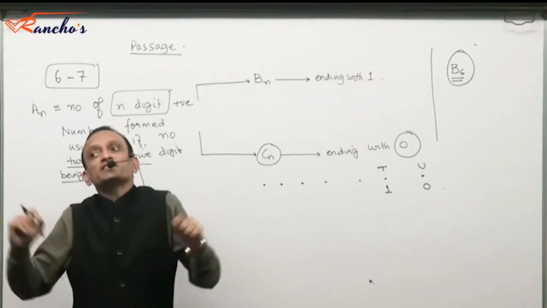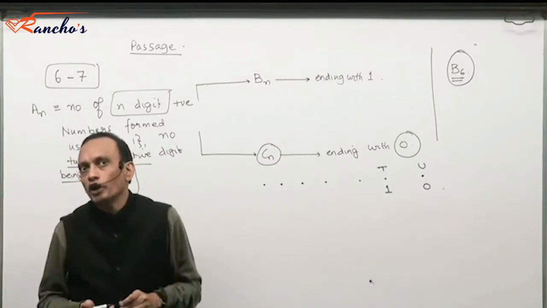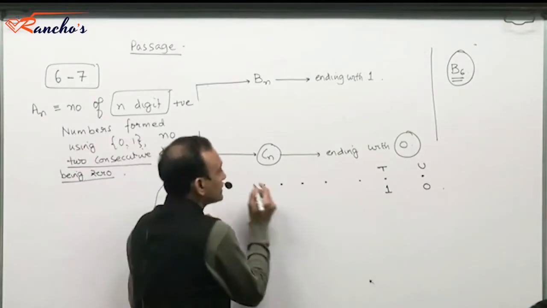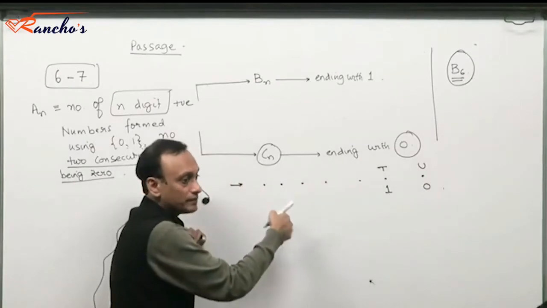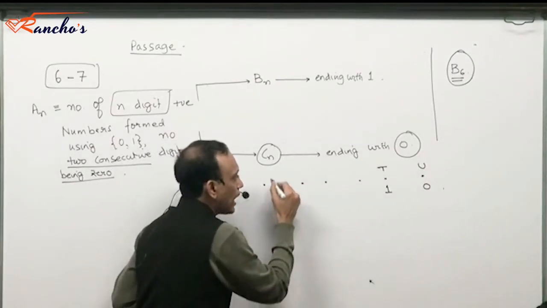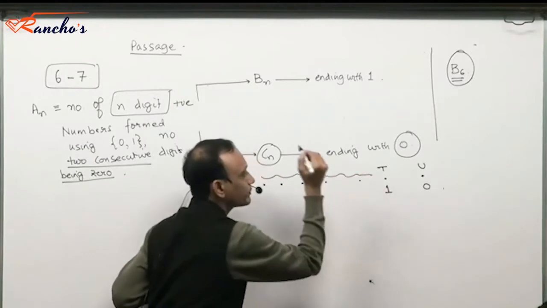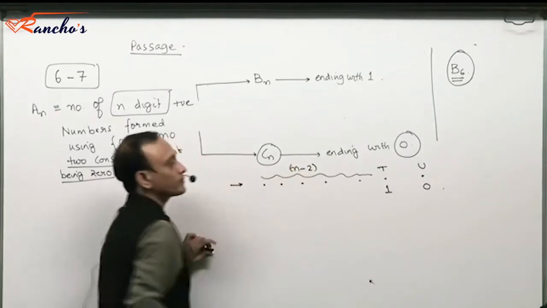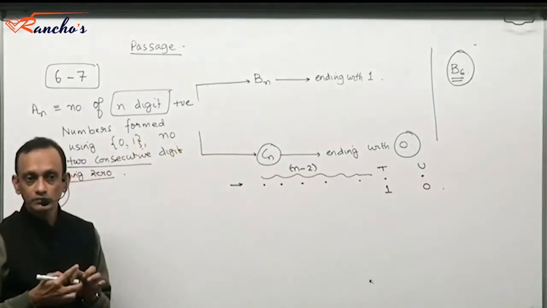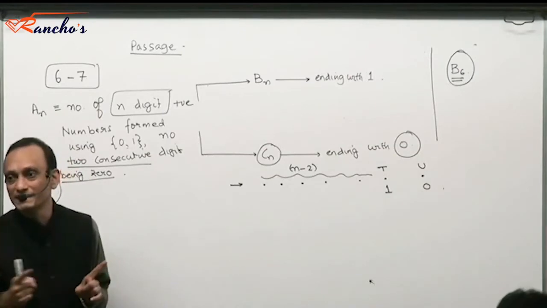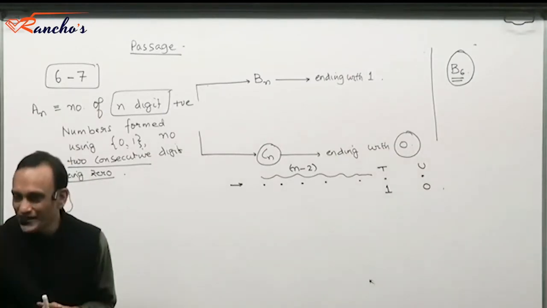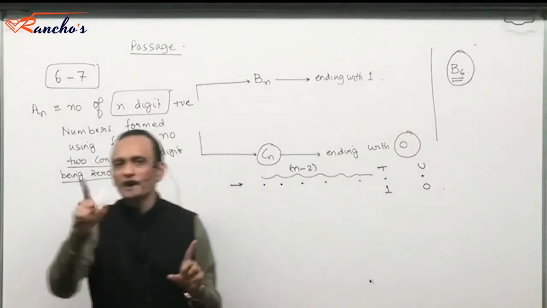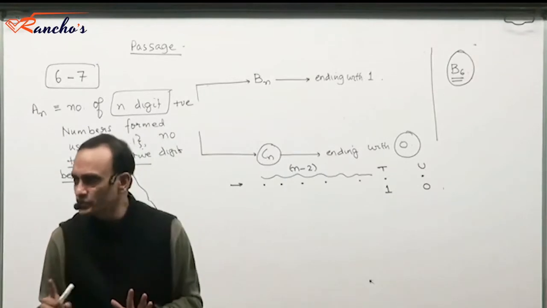AN is what? Number of such n-digit numbers. What property do they enjoy? No two consecutive digits must be 0. Now, this is a member of CN. Do you realize how many digits remain? N minus 2 digits remain, in which I will have to arrange 1 and 0 with no two zeros being consecutive. Yes or no? That's what I need to be doing.